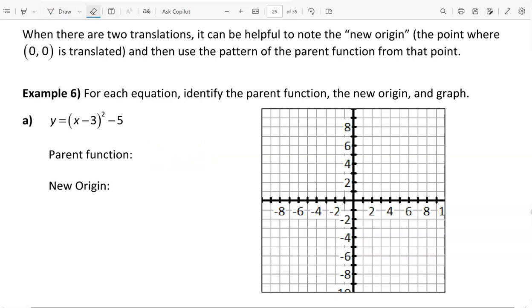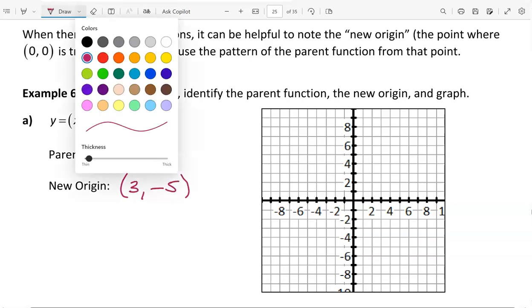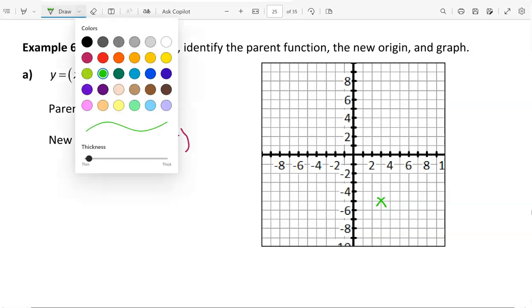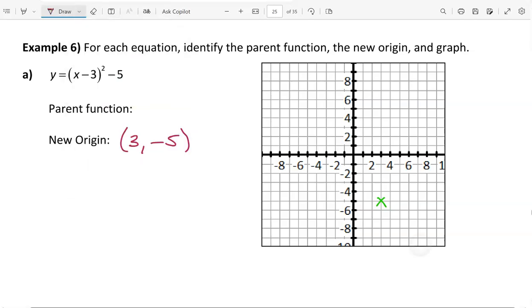I put that in the wrong space. That is the new origin, (3, -5). I'm going to note that point, and then graph points from that new origin.